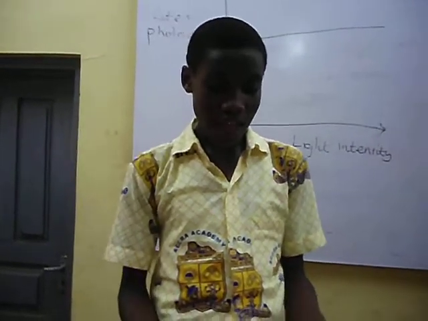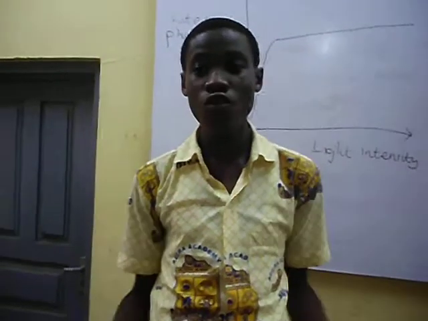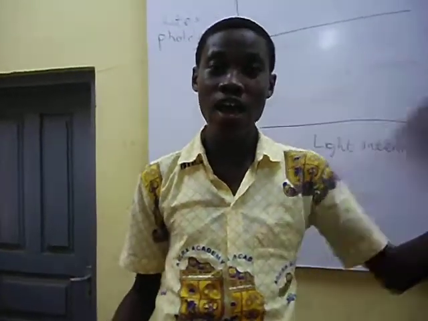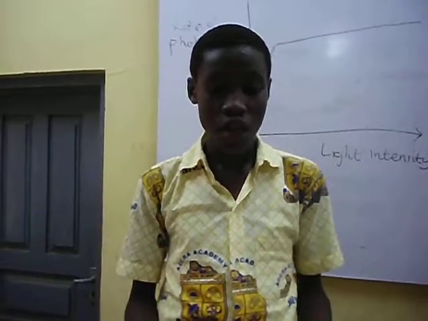So our presentation was that the factors that affect photosynthesis are carbon dioxide concentration, light intensity, and chlorophyll concentration. And a plant placed in the open field will have a higher rate of photosynthesis because it will have more light energy, and an increase in temperature does not always increase the rate of photosynthesis.